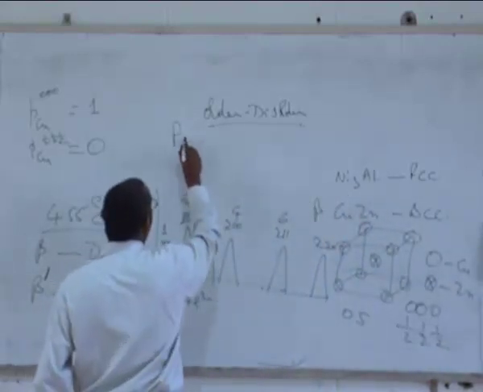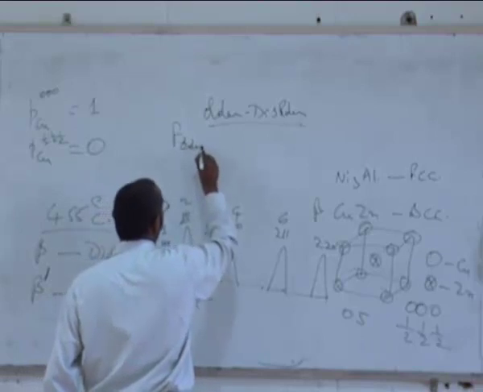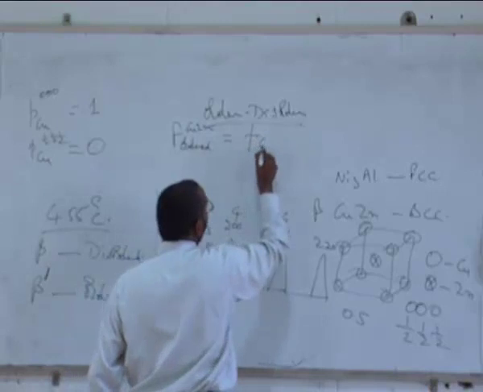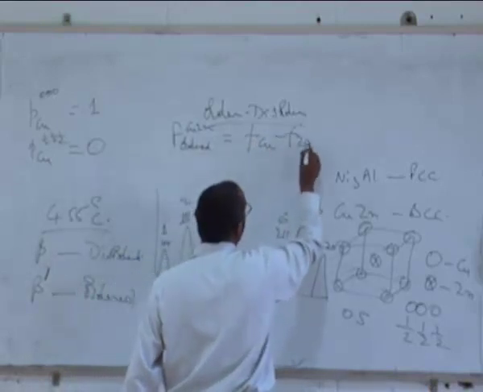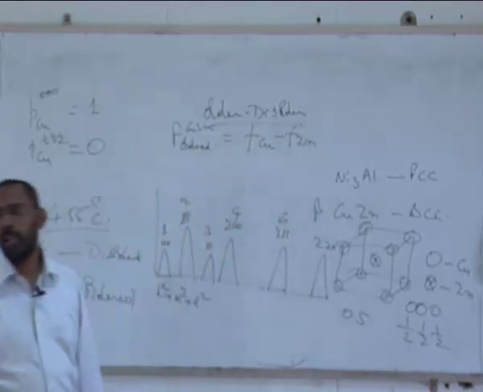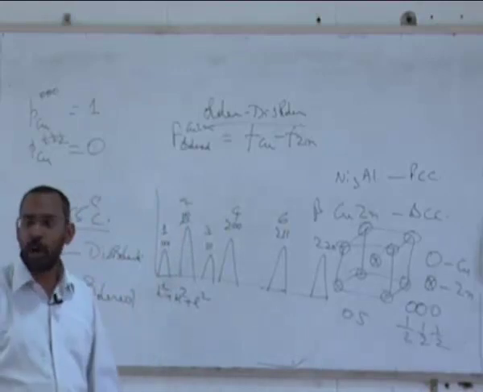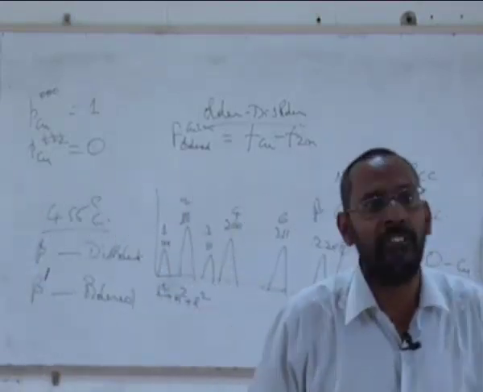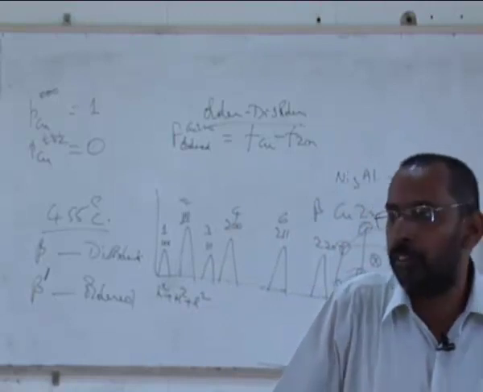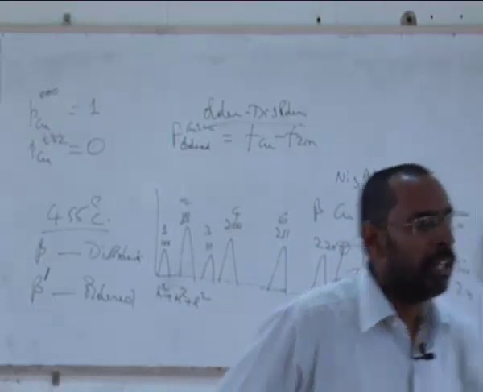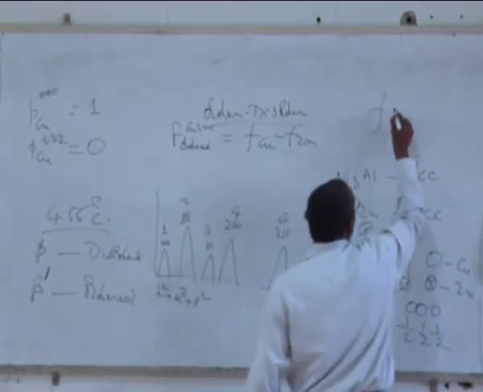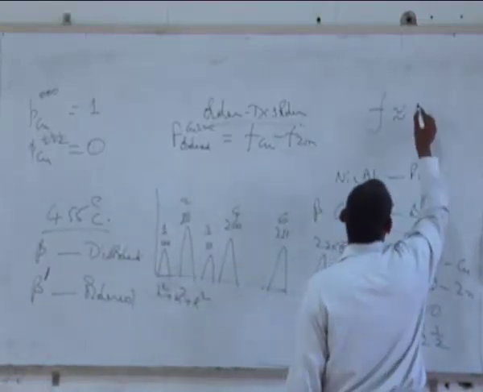Structure factor for an ordered material, ordered copper zinc, is given by f of copper minus f of zinc. What is this small f? Anybody knows? It is called atomic scattering factor. In one of our previous classes we talked about it. It is called atomic scattering factor, which is very close to the atomic number.